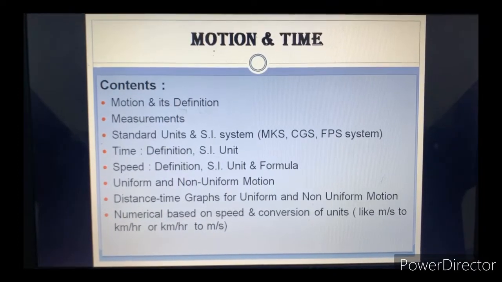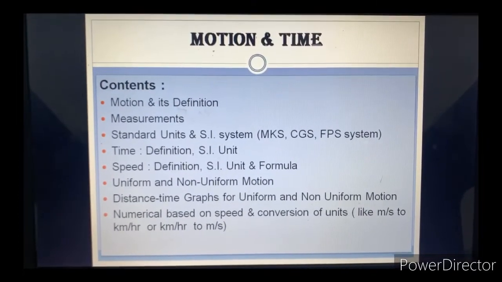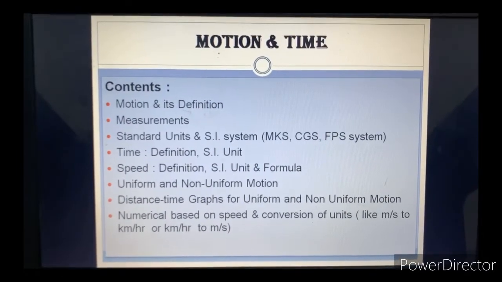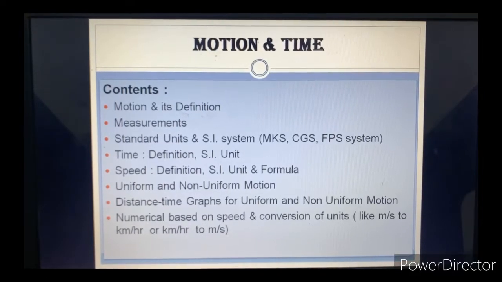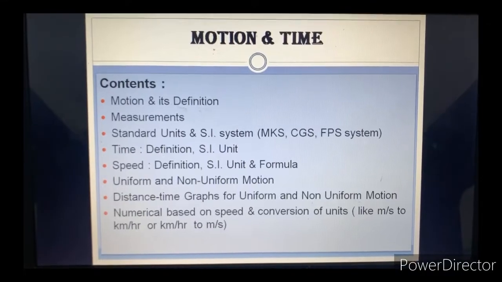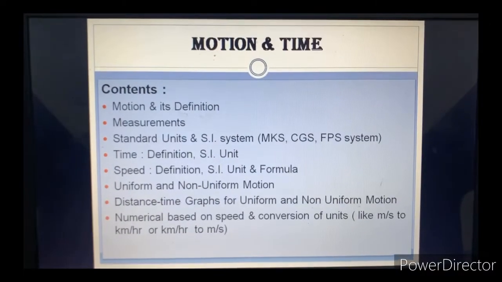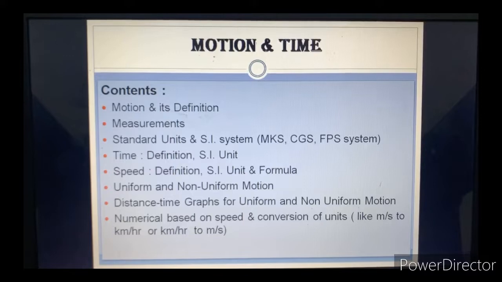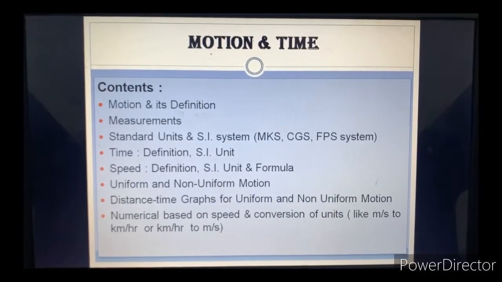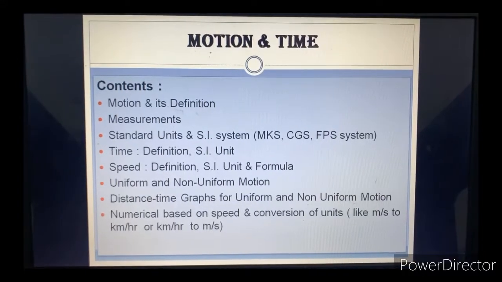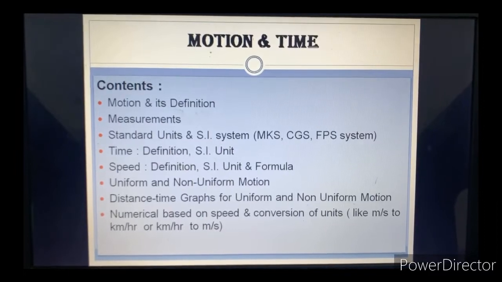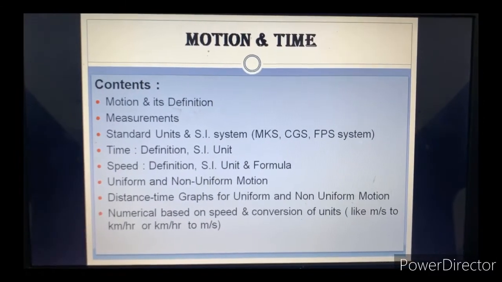First, we are going to study what is motion and its definition. Then we have measurements. What are measurements and how we can use these measurements in our daily life. Then third topic is standard units and SI unit. Then fourth one is time, its definition and SI unit we will read. Fifth one is speed. Again, we will know about its definition, SI unit, and as well as its formula.